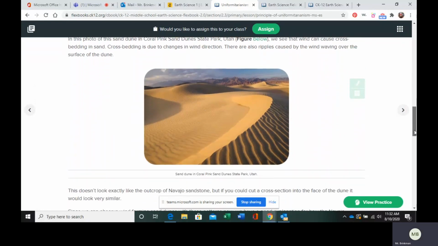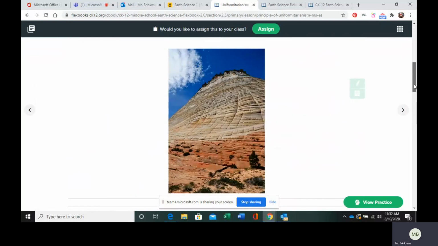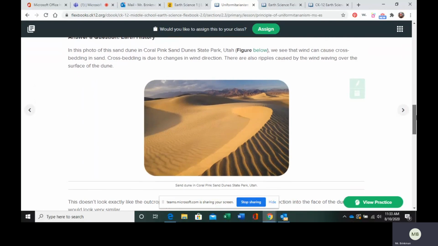So if we look down here at the sand dune, we notice that it has kind of a swaying pattern, and it would go back and forth based on changes in the wind. So if you were able to cut out a piece of the outcrop, a little section, you would notice that it probably looks similar to a sand dune. So we can't definitively say, yes, this was formed like a sand dune, but we can say that is a possibility.